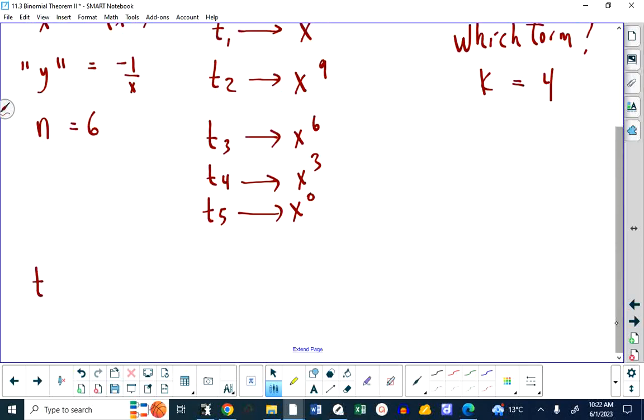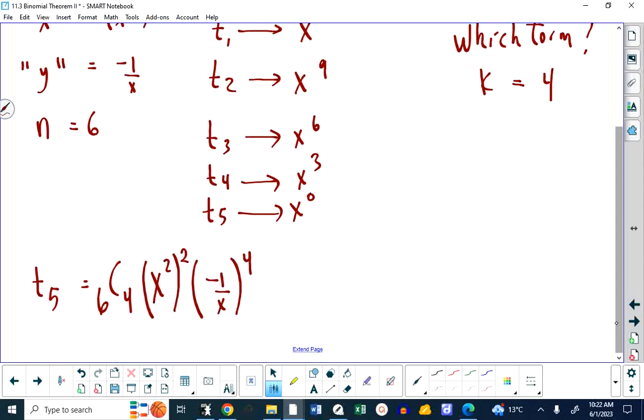So for the fifth term, it will be n, which is 6, choose the key number. It will contain x squared raised to the 2, 6 minus 4. It will contain negative 1 over x raised to the 4. If you have confidence in your abilities here, you should understand that the negative 1 to the 4 is just 1. You should understand that all of the x's are going to cancel without even thinking about it because they have to. But when you do think about it and look at it, they do cancel.